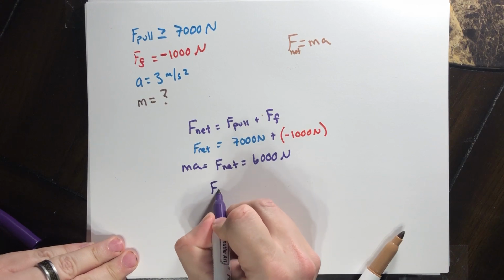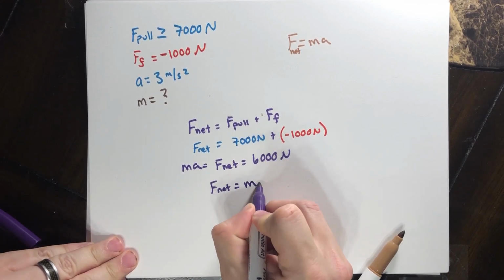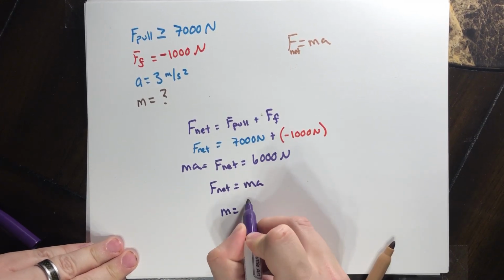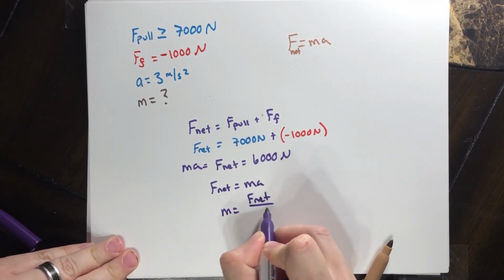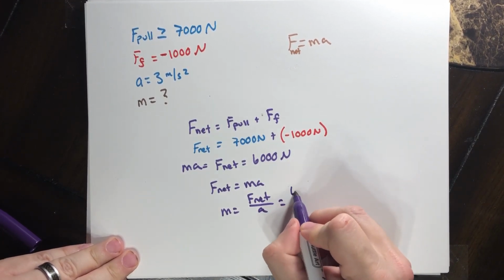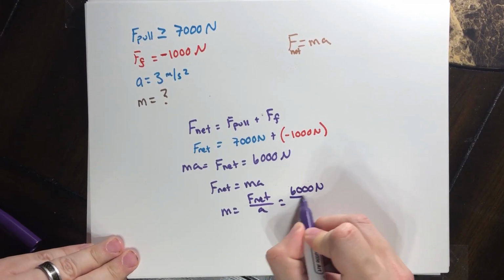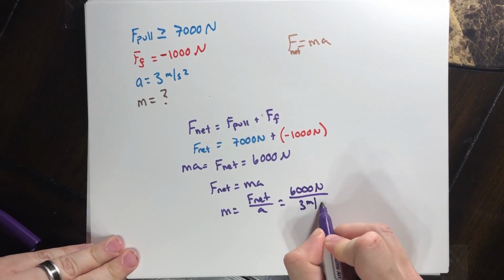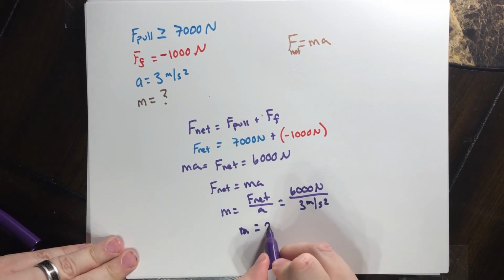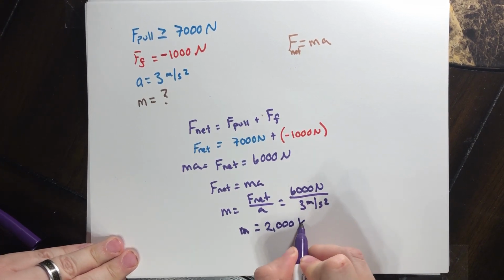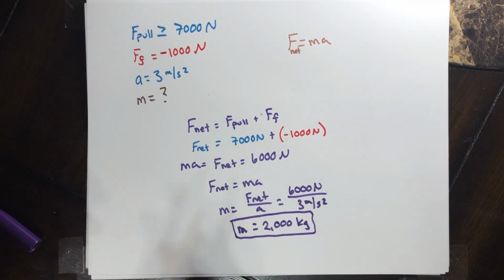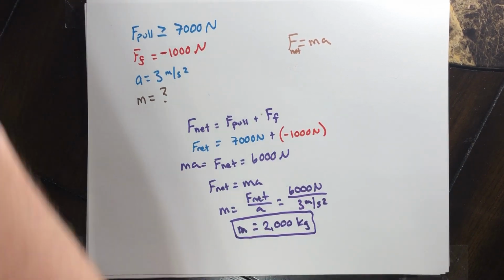So if we do F net equals ma, and do a little algebra to get the acceleration over to the other side, we know that mass equals our net force over our acceleration, which in this case was 6,000 newtons over an acceleration of 3 meters per second squared. That gives us a mass of about 2,000 kilograms. So that's the minimum mass. Anything that or bigger would cause that rope to break.